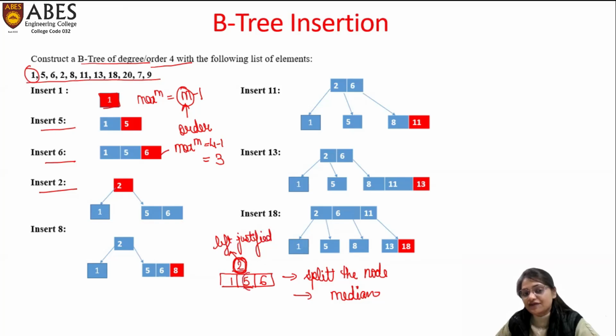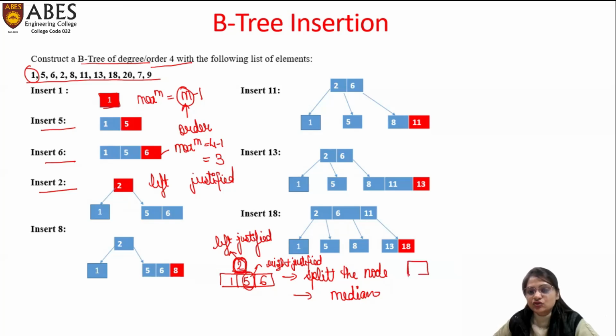If I'm considering 5 as a splitting value, then this can also be right. Then it will be right justified, and throughout solving this problem, we have to consider the right justified format only. At this point, I have considered the left justified format. That's why I have split the tree at the second position. Okay, so we have split the tree at the 2.